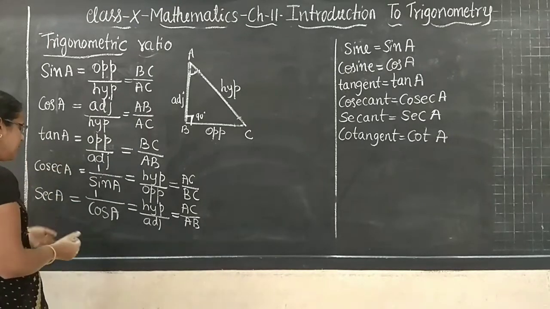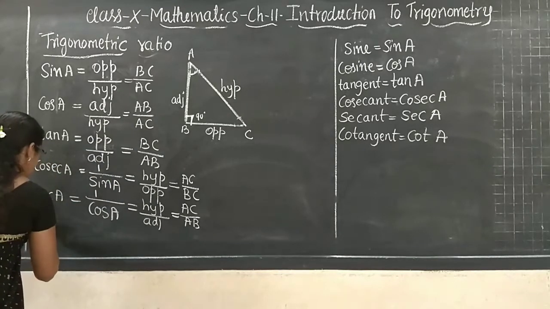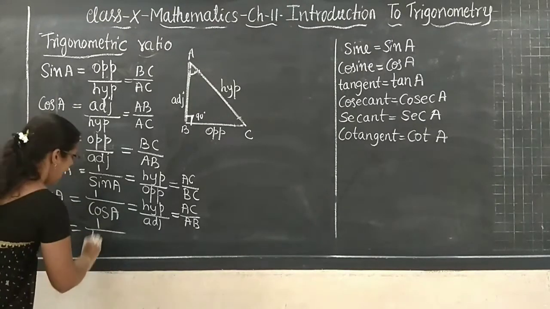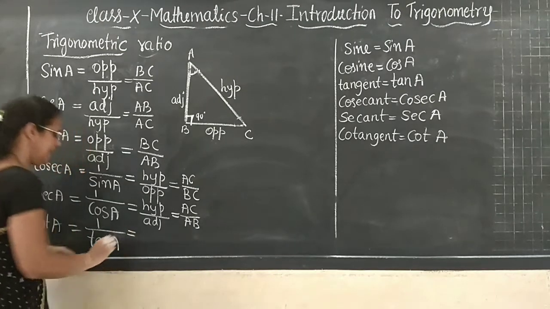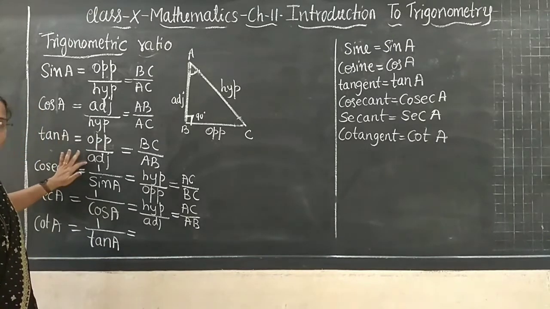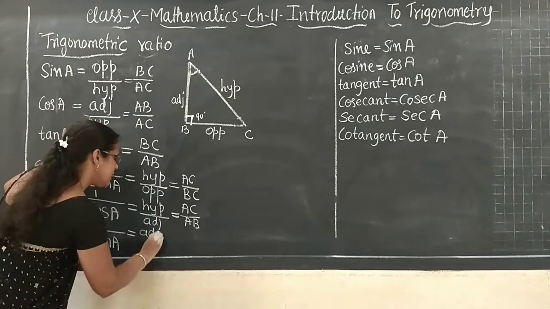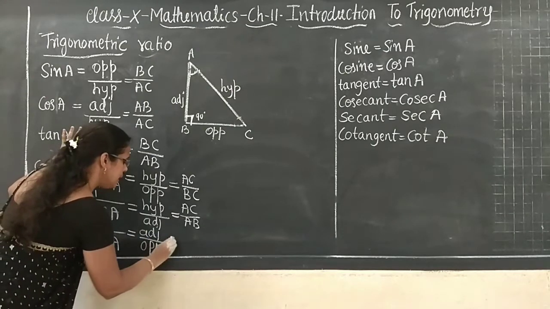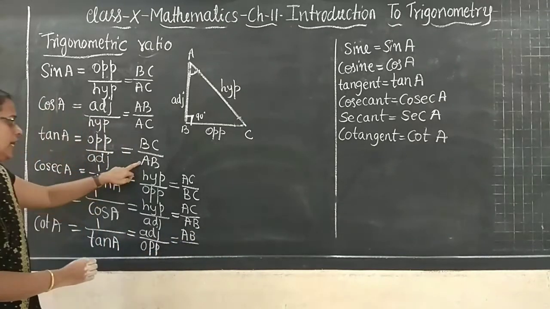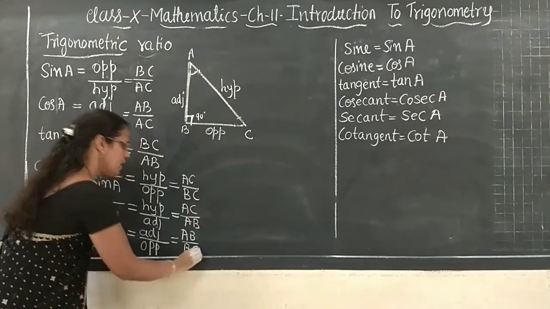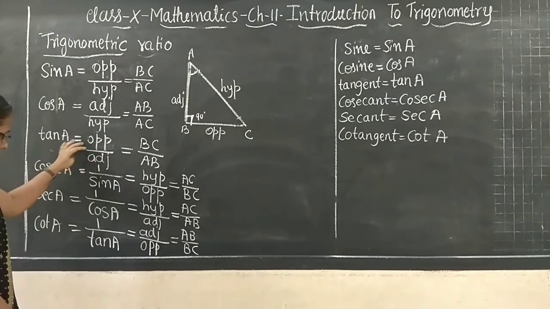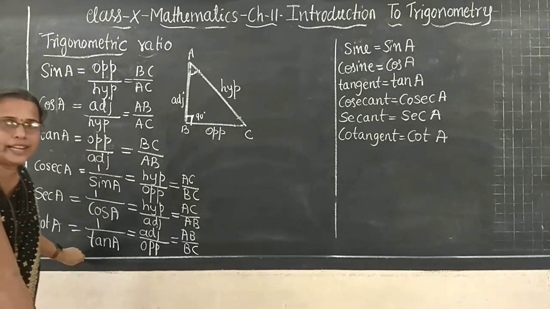Now the reciprocal of tan, I will say that is cot. Cot A is equal to 1 by tan A. So, what is tan? Opposite by adjacent. You write adjacent by opposite. Adjacent is AB by BC. Like this we have to understand, children. So if you know these three ratios, we can easily write the remaining three ratios.